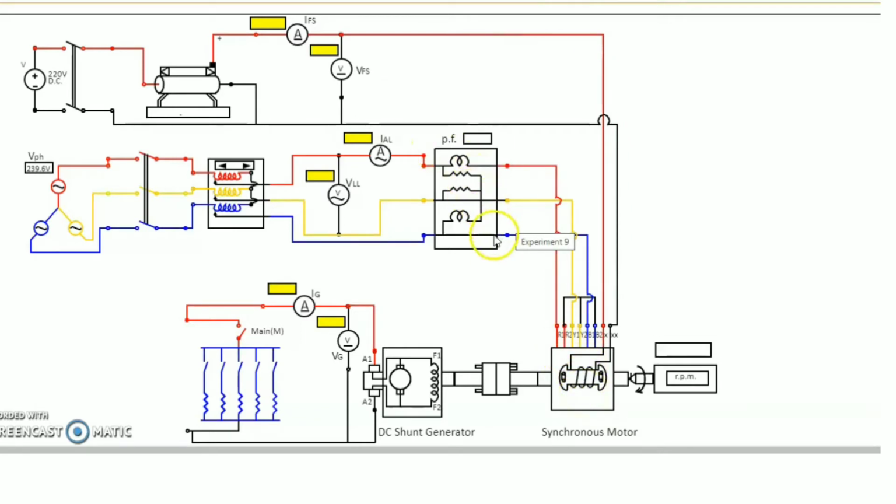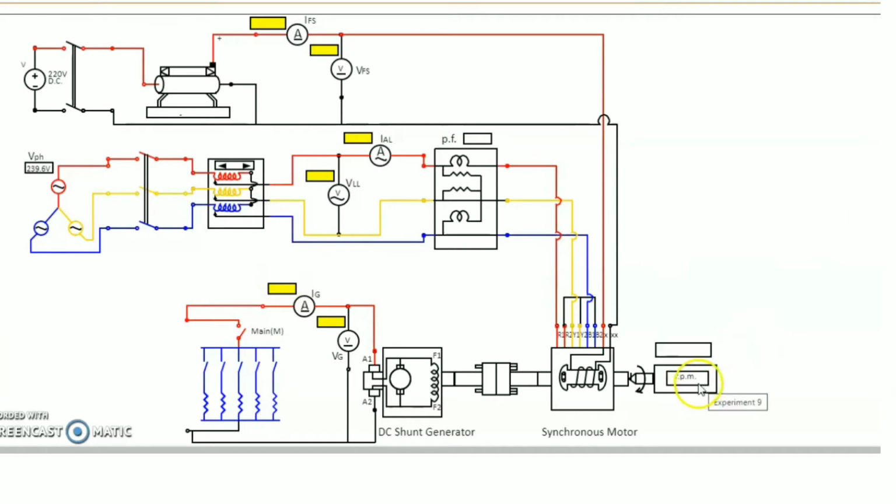We know that synchronous motor consists of two parts, stator and rotor. This is field system, this is stator winding. This 220 volt DC supply is used to excite this field system and it is called field rheostat. It is used to vary the field current. And this three-phase AC supply is used to excite the stator windings, and this auto transformer is used to increase or vary the armature voltage to its rated value.